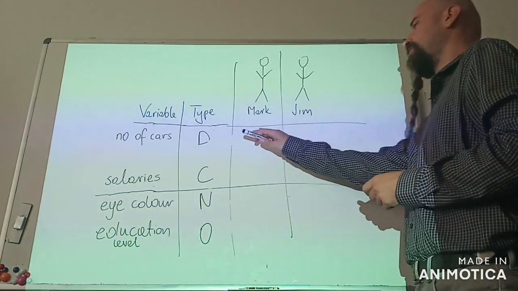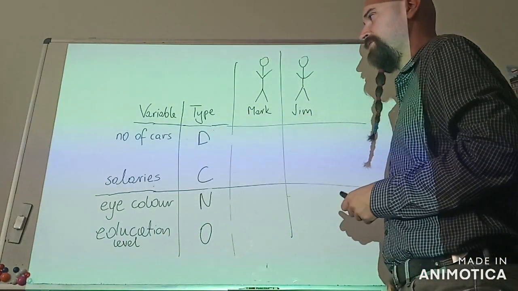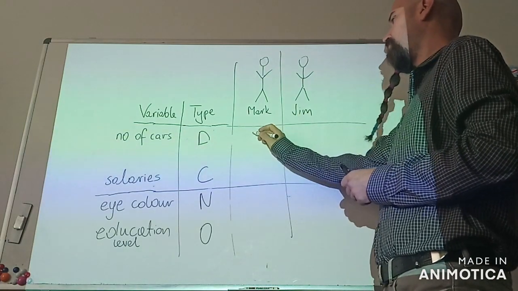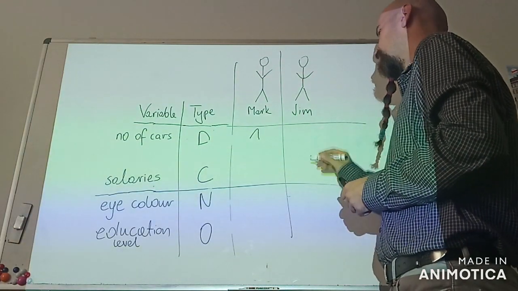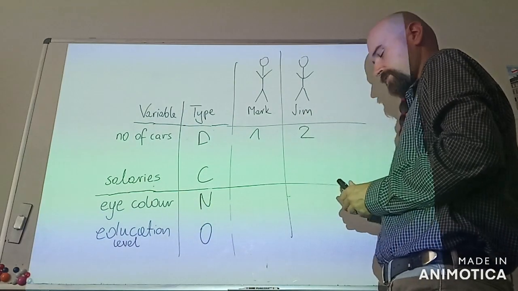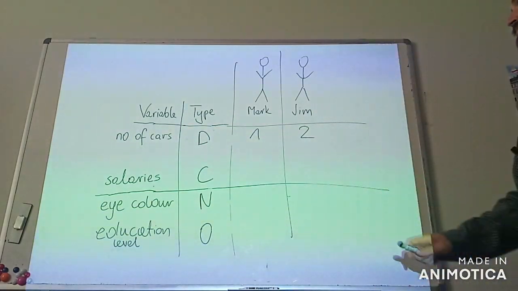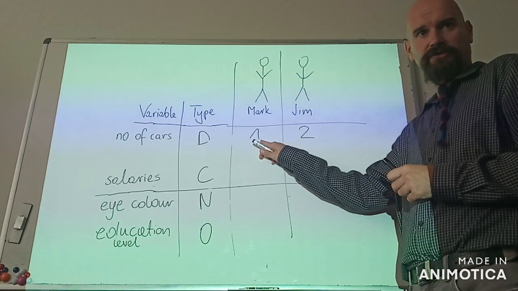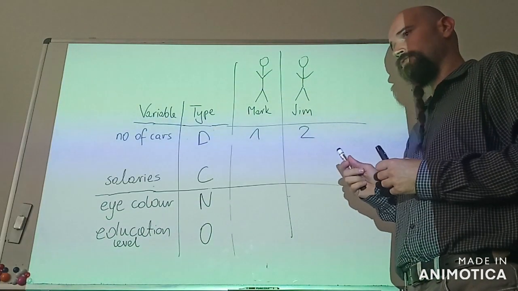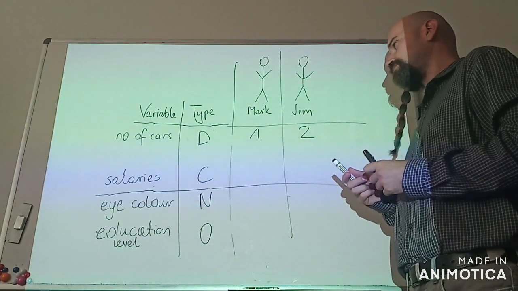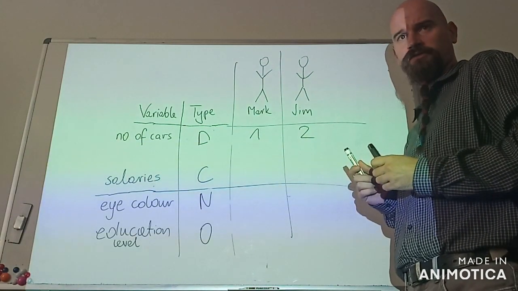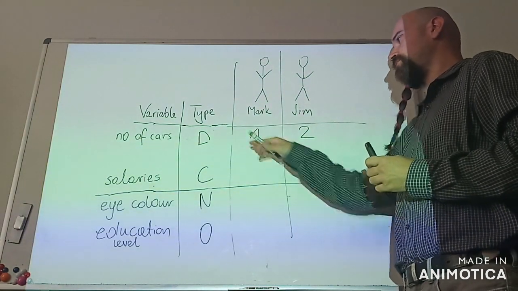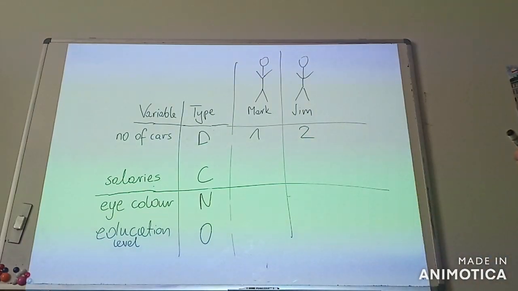So we can characterize Mark and Jim by number of cars. Mark has one car, Jim has two cars, for example. So this is an integer number, and integers are typical values of discrete variables.